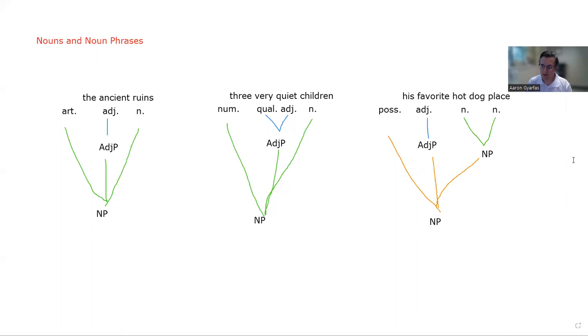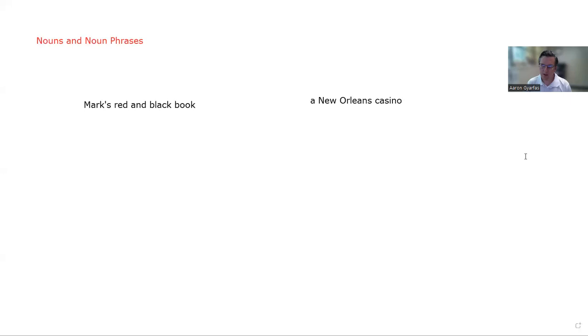And here's what that looks like. His, possessive; favorite is your adjective phrase; and we had a noun phrase. And so we have a noun phrase inside a noun phrase, which is perfectly fine. So I hope that's what that looks like. Now let's try a couple more that look a little different. Okay, so here are our next 2 examples.